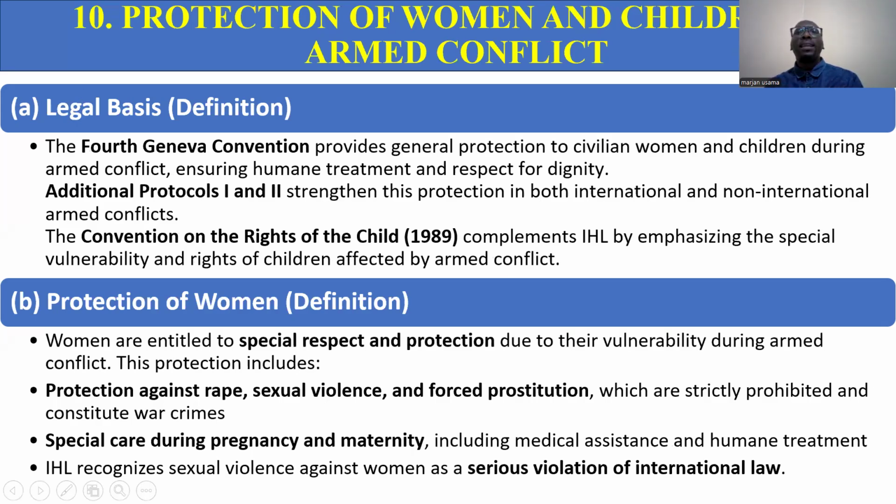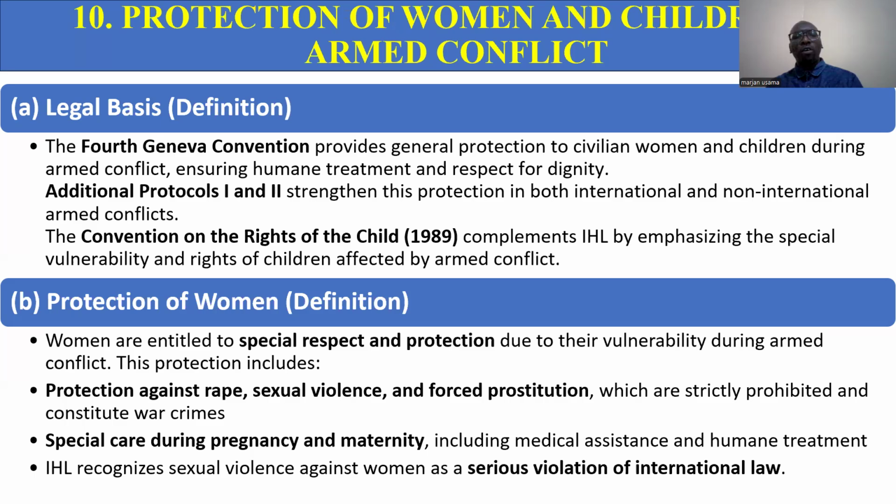Protection of women and children in armed conflict. So what is the legal basis? The Fourth Geneva Convention clearly provides for that. It provides general protection to civilian women and children during armed conflict, ensuring humane treatment and respect for their dignity. And there are additional articles.